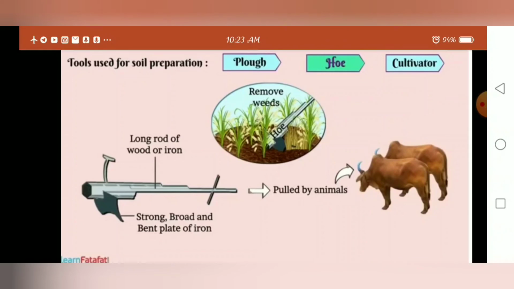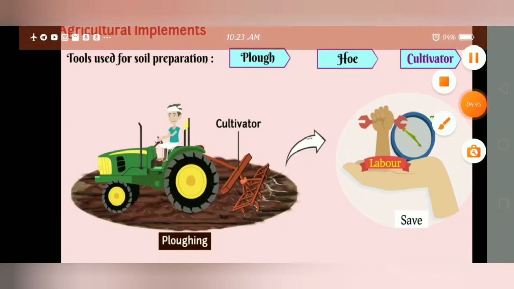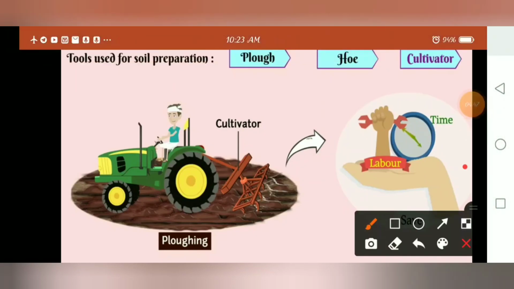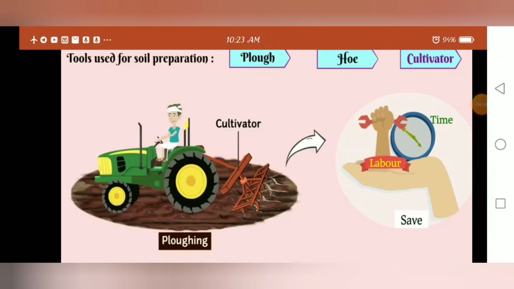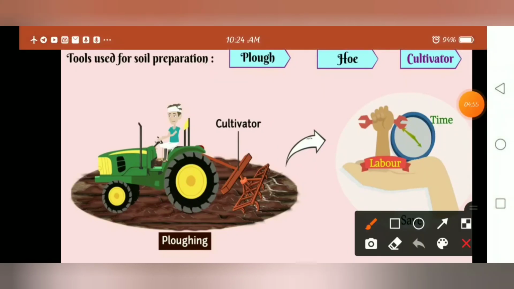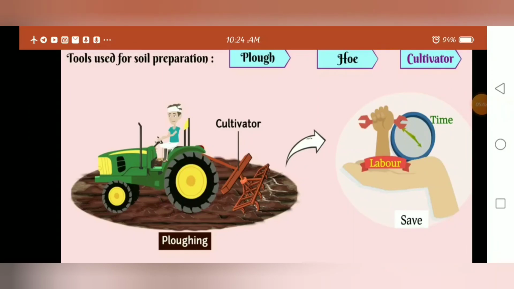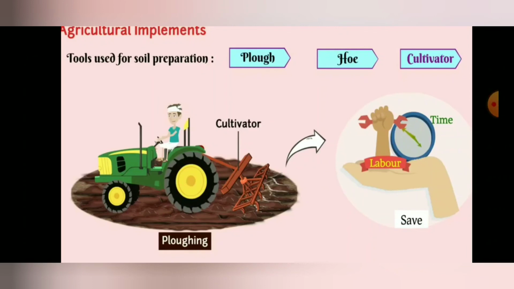So the next, third agricultural implement is the cultivator. So how does the cultivator look? Let us discuss the importance of the cultivator. That also we will discuss now.